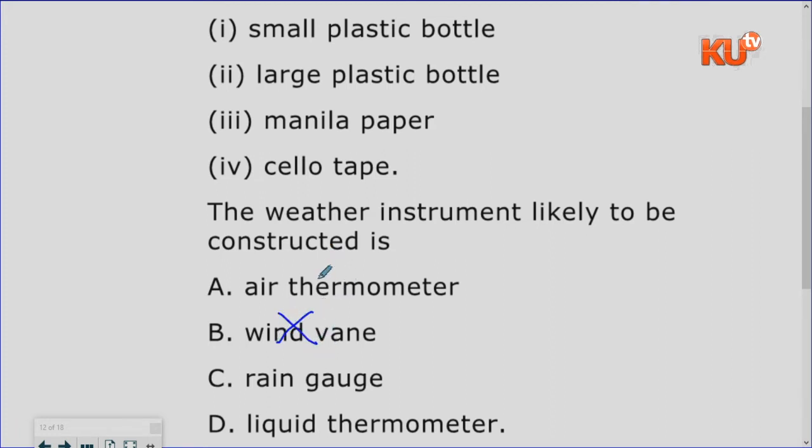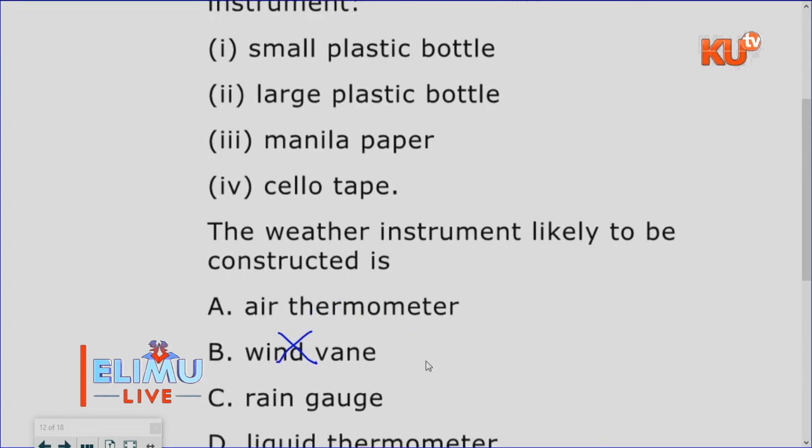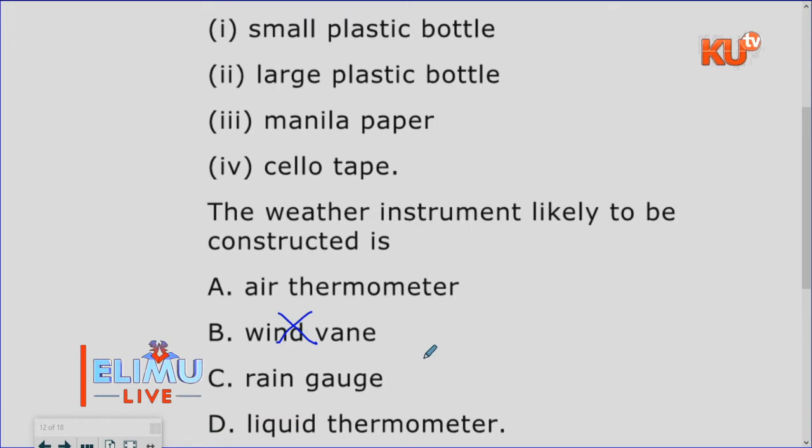We also don't talk about an air thermometer. Sorry for that. So we remove a wind vane because we don't need plastic bottles. Now we have an air thermometer and a liquid thermometer. When you talk about an air thermometer and a liquid thermometer, we need to have some colored water somewhere, so we take it out, and our right answer is rain gauge. Our right answer is supposed to be rain gauge in this case.